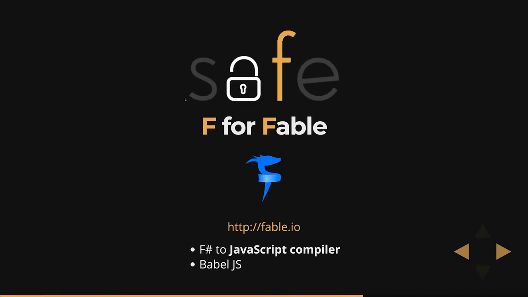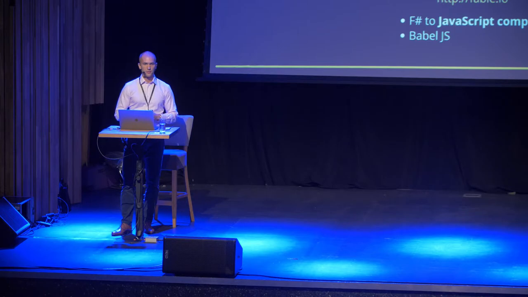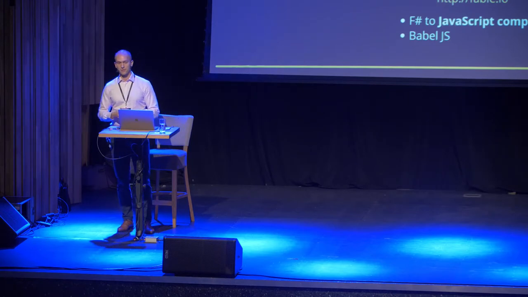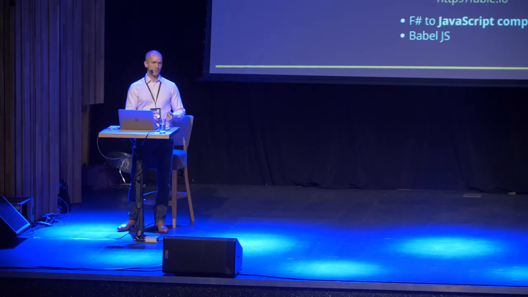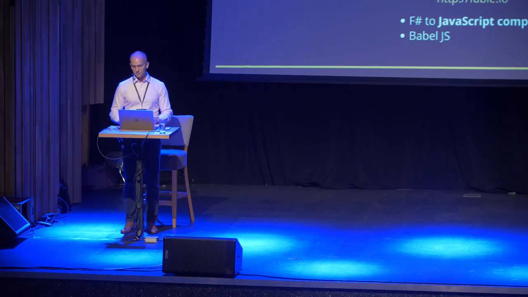Okay, so that was it for the Fable part. I demonstrated how you're able to write F-sharp code which transpiles to JavaScript and runs in your browser. And that's possible thanks to the Fable project. By the way, because Fable outputs JavaScript, you can even create applications in F-sharp that will target Node.js or Electron or whatever you can imagine, where JavaScript is allowed as a runtime language. You can create apps using F-sharp and compile that to JavaScript and run there, which is pretty amazing.